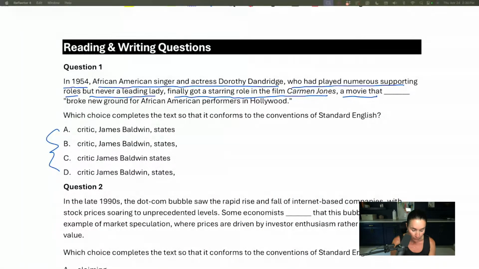There we go. This is a pattern. They'll put the person's title and then the person's name. On this exam, it's all one thing: critic James Baldwin states, and then it tells you something that he stated here at the bottom.